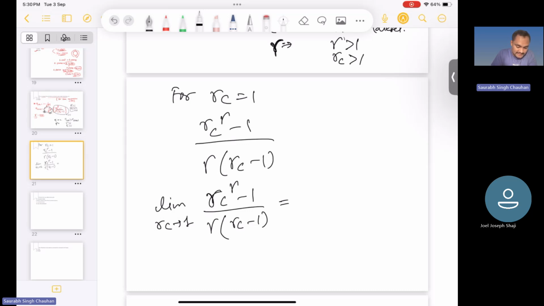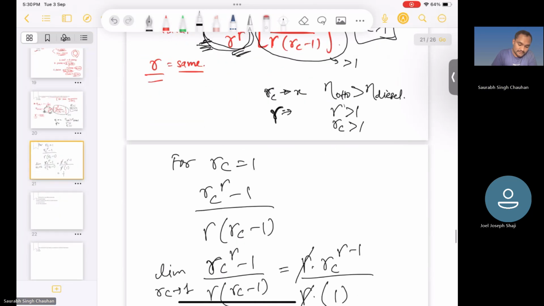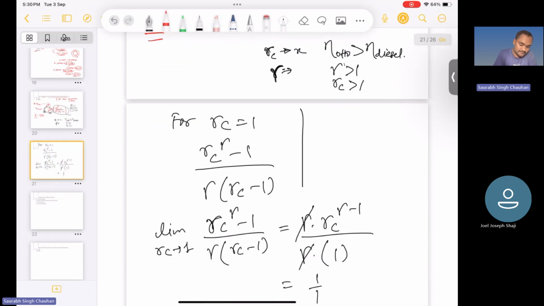So when you differentiate the numerator, it will become gamma times RC to the power gamma minus 1, divided by gamma times 1. When you put RC equal to 1, you just cancel out gamma, so it will be 1 by 1. So for the limiting case, this value will be 1. So when RC is equal to 1, the efficiency of the diesel cycle and Otto cycle are the same.